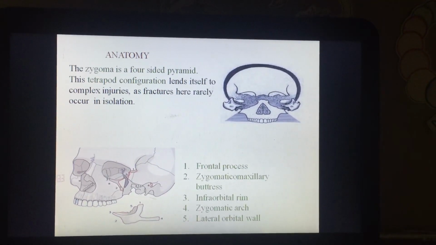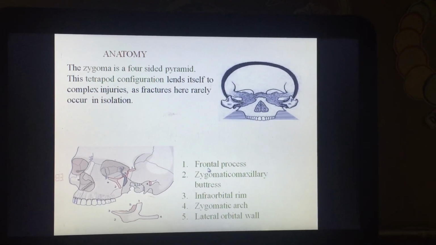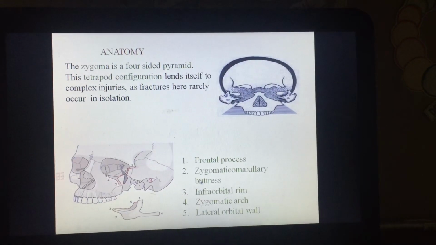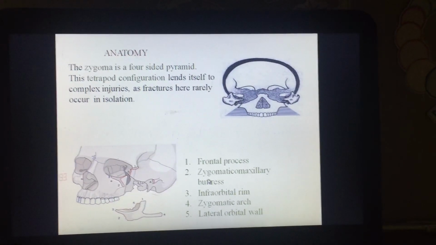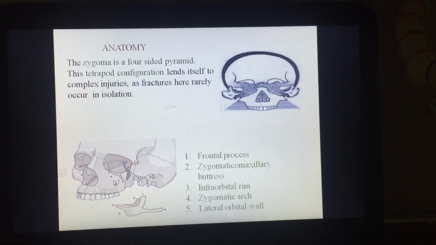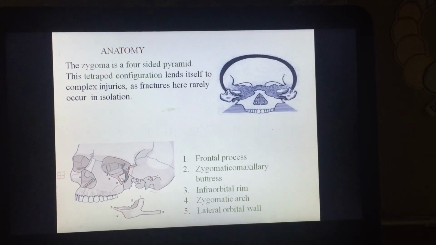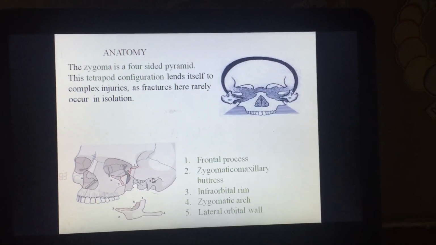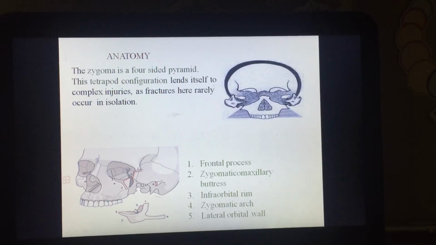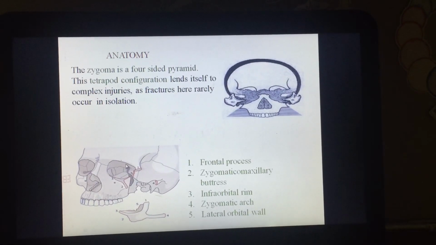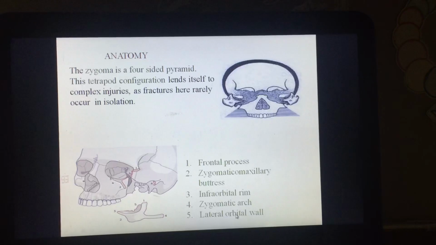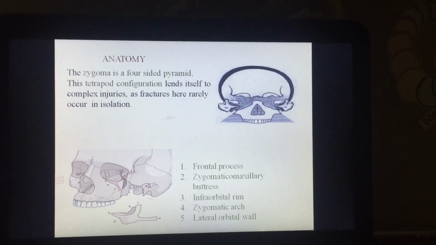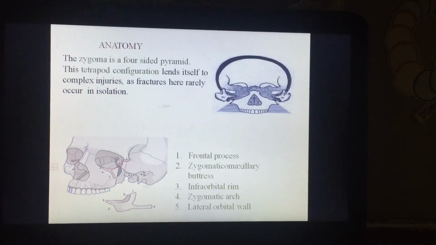Here we are able to see the various processes. The first is the frontal process. Again we talk of these two: the zygomatic-maxillary buttress is the second region. Third is the infraorbital region, the infraorbital rim. Fourth is the zygomatic arch, and fifth is the lateral orbital wall. So these are the various processes through which the zygomatic bone is suspended or attached to the skeleton of the middle third of the face.